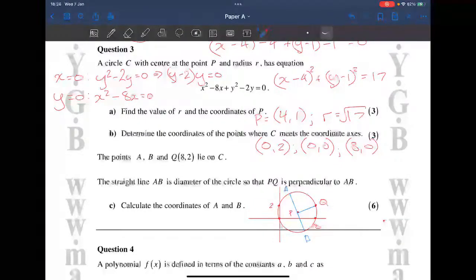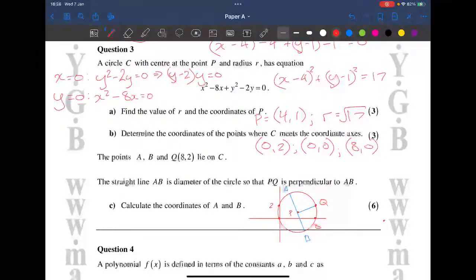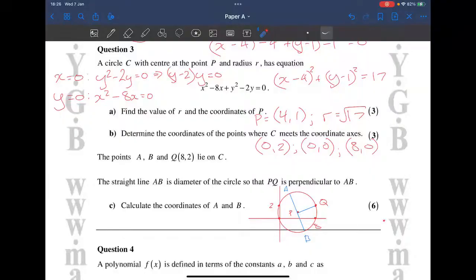Most likely going to be easier though, if we just find the gradient of P and Q, the line PQ, and then do the negative reciprocal, find that line and then plug the numbers in to figure out where A and B are. So the line PQ, what's the gradient? Well, similar to one before, we've gone from the point 4, 1 to 8, 2. So for every 4 steps to the right, we go up by 1. So that tells us the gradient is going to be a quarter.